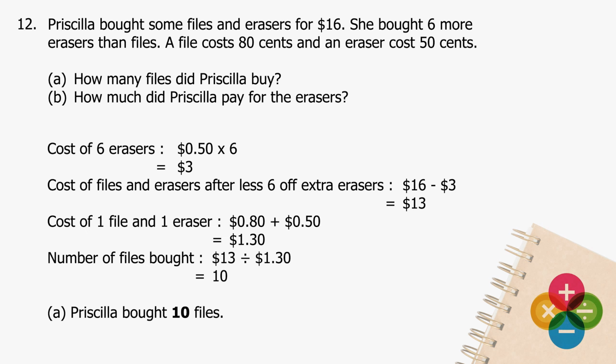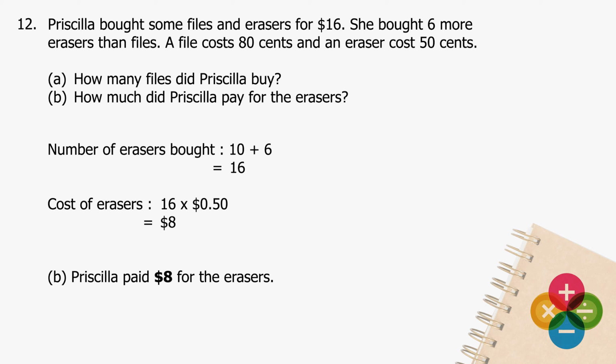The cost of 6 erasers will be, multiply 50 cents by 6, and the product is $3. The cost of files and erasers, after taking off the 6 extra erasers, will be, subtract $3 from $16, and the difference is $13. The cost of 1 file and 1 eraser will be, add 80 cents to 50 cents, and the sum is $1.30. The number of files bought will be, divide $13 by $1.30, and the quotient is 10. A. Priscilla bought 10 files.